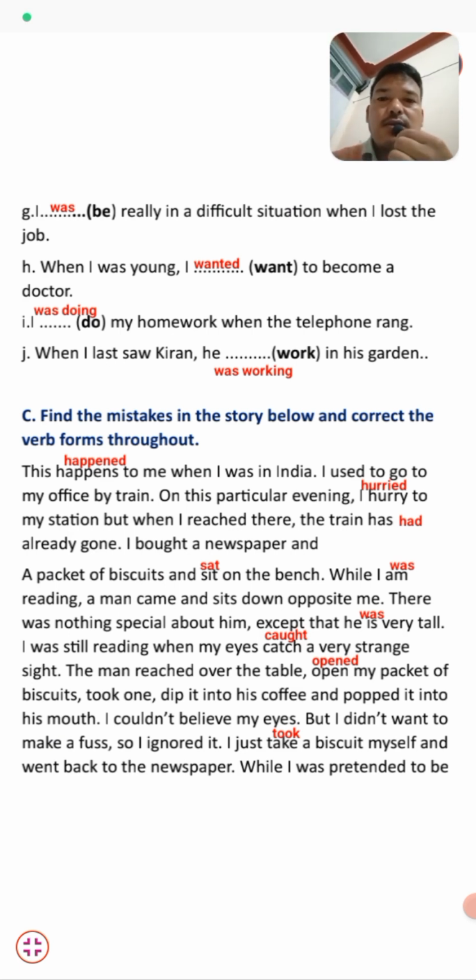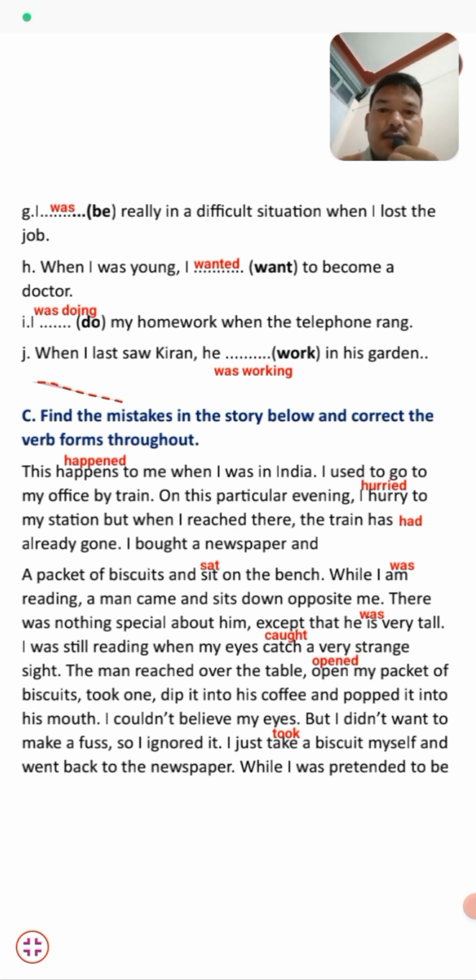H number, students: when I was young, I wanted to become a doctor. Second form of the verb. And again here, past continuous. I was doing my homework when the telephone rang. And finally, when I last saw Kiran, he was walking in his garden, again past continuous.